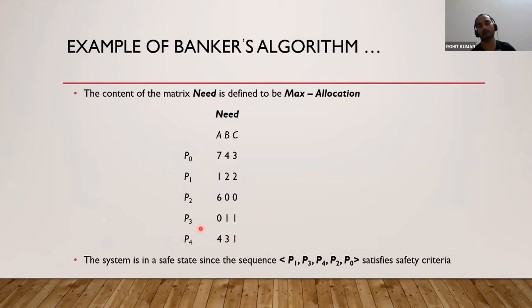or P4 first. We chose P0, but what did this particular pattern choose? It chose P4. Then it chose P2. But we chose P0 first, then we chose P2, and then we chose P4. So the point is that the criteria of this selection is that the requirement should be less than the available number of resources. So that's why these three processes lie in the same criteria.